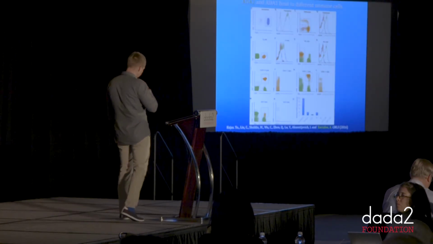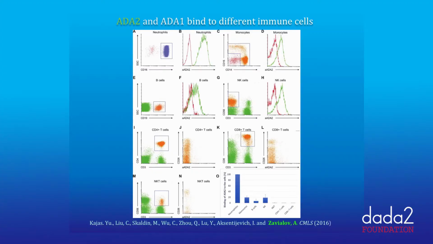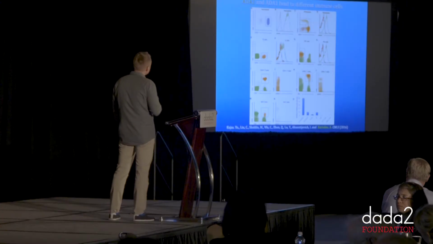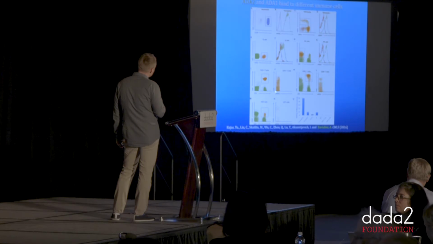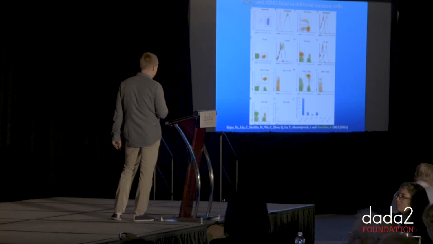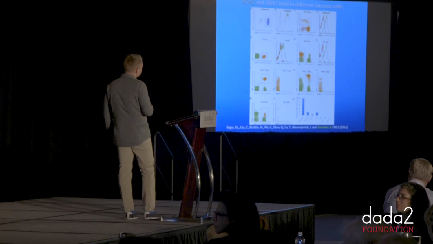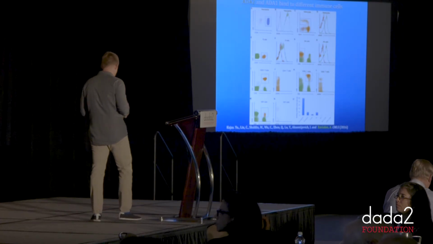Okay, so what was found recently is that AD2 and AD1 bind to different cells. If you look here, it's not clearly seen, but AD2 binds to neutrophils. It also binds to monocytes, B cells, NK cells, and NKT cells. CD8 and CD4 positive T cells do not bind AD2. At the same time, as I talked about, the CD26 molecule is a receptor for AD1. It's expressed exactly on NKT and T cells. So essentially, AD1 and AD2 bind to different subsets of cells.